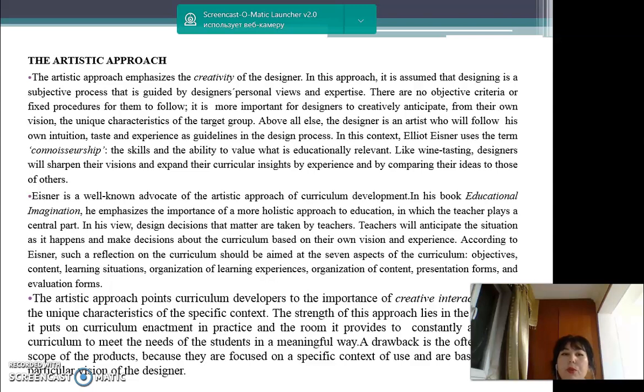The artistic approach points curriculum developers to the importance of creative interaction with the unique characteristics of the specific context. The strength of this approach lies in the emphasis it puts on curriculum enactment in practice and in the room it provides to constantly attune the curriculum to meet the needs of the students in a meaningful way. A drawback is often the narrow scope of the product, because they are focused on a specific context of use and are based on the particular vision of the designer.